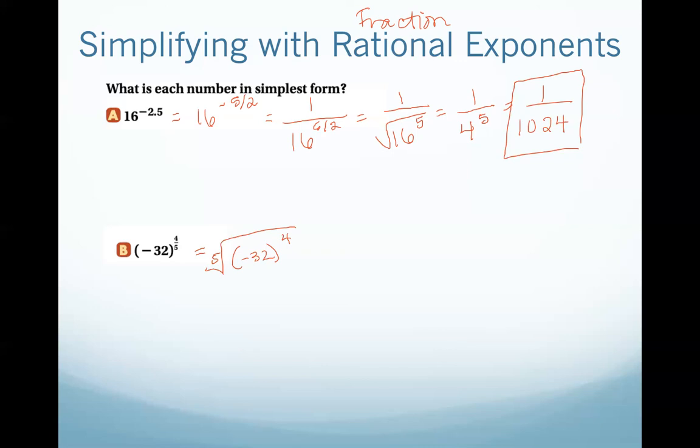Again, it doesn't matter which order we do the radical or the exponent. I know the fifth root of 32 is going to be a little bit easier than 32 to the fourth and then taking the fifth root of it.